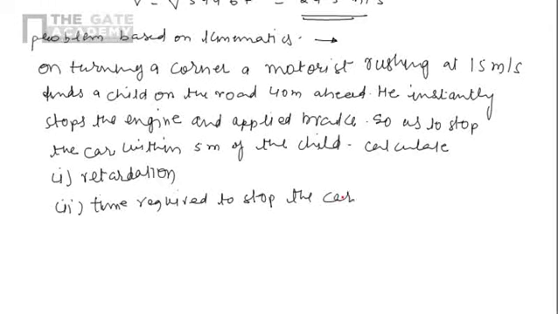So here in the problem it is given that during turning a corner, a motorist's initial velocity is 15 meter per second. He finds a child on the road that is 40 meter ahead of the car. He suddenly applied the brake so as to stop the car within 5 meter of the child. In that condition, we have to find out retardation. Retardation means negative acceleration, and at the same time we have to find out the time required to stop the car.